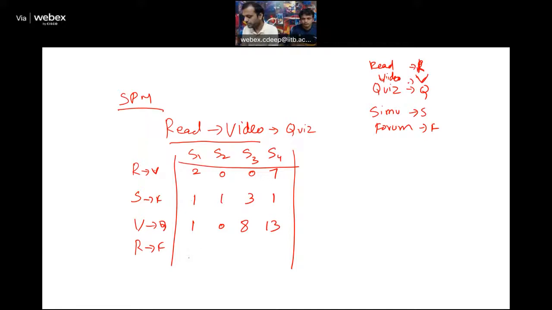Maybe 0, 14, 2, 3. Why I'm writing different numbers here is to avoid misconception of what exactly we do. The first step is the number of students. The first step is: what's the total count of this particular pattern occurring across all students? That will be 2 plus 7, that will be 9. And for this pattern, it's the number of times the pattern occurred.